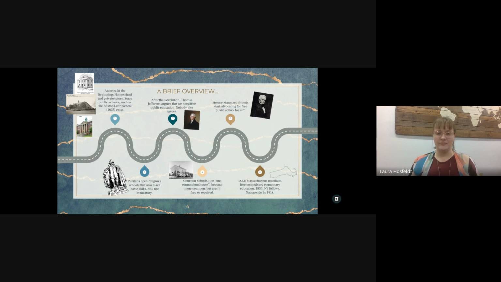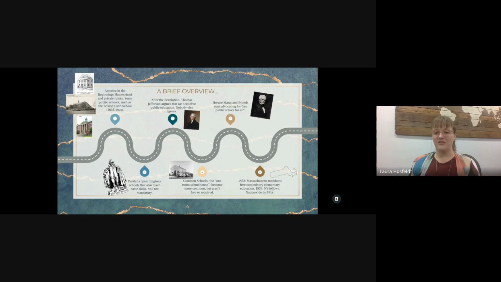So good job, Thomas Jefferson, for being ahead of the game in that capacity of your life. After that, we have common schools, or what you would think of as the one-room schoolhouse, that become a little bit more common, more than just the Boston Latin School. We start to actually have a variety of schools available, but they're not free and they're not required.